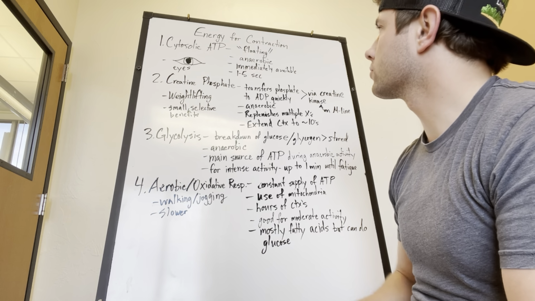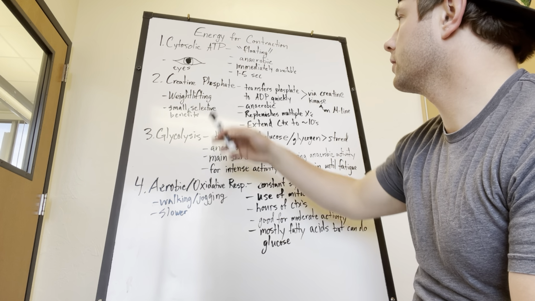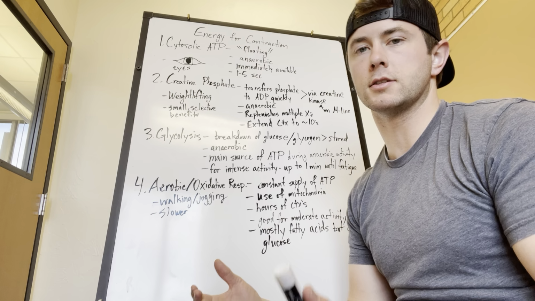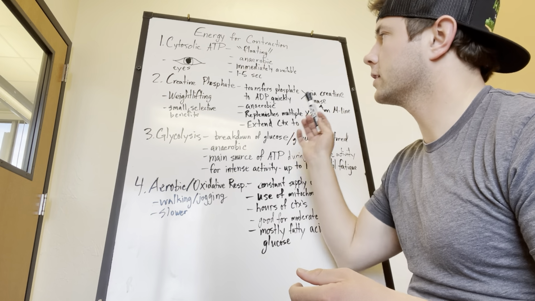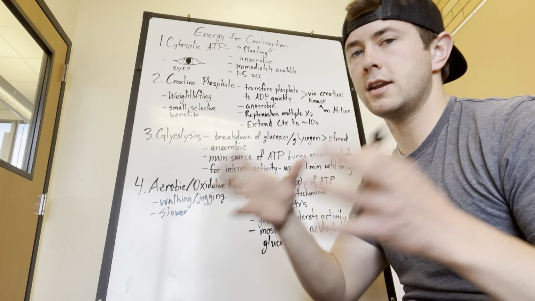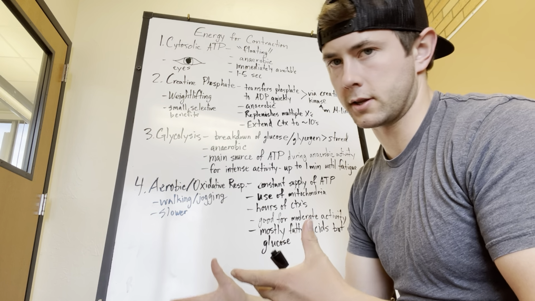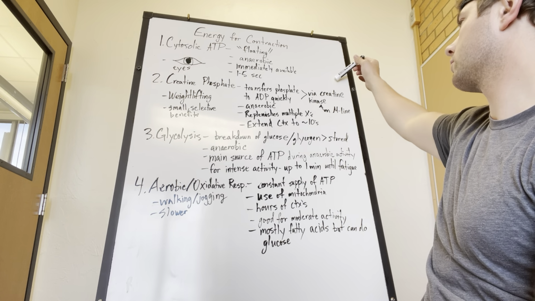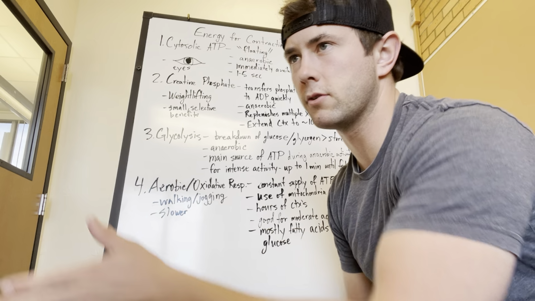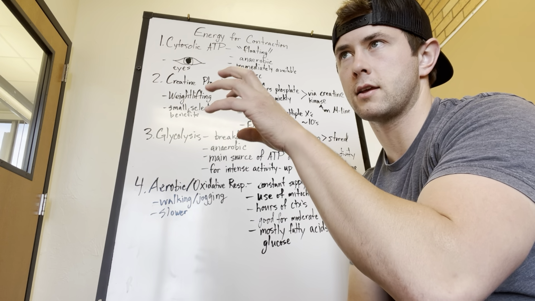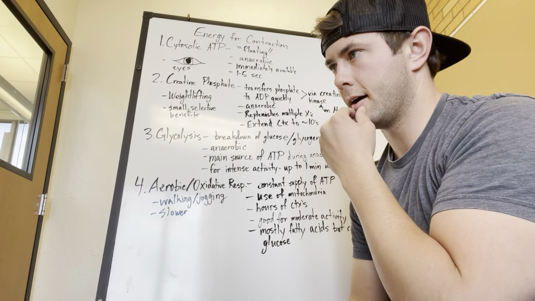A second source of ATP would be creatine phosphate, and what creatine phosphate is going to do is transfer its phosphate group to ADP very quickly through an enzyme called creatine kinase that's found mostly on the M line in your sarcomere.